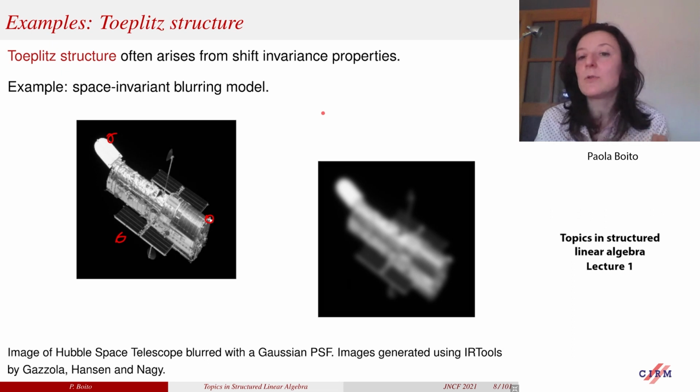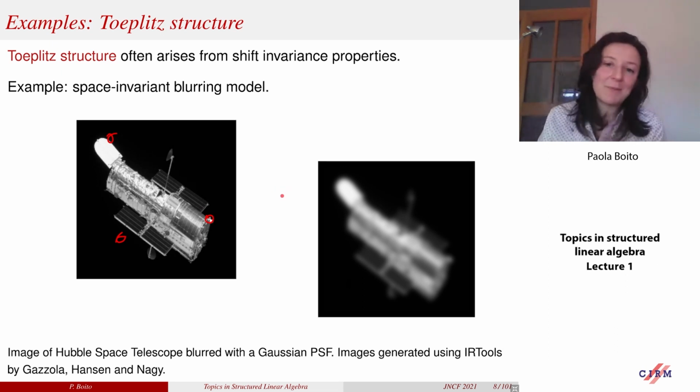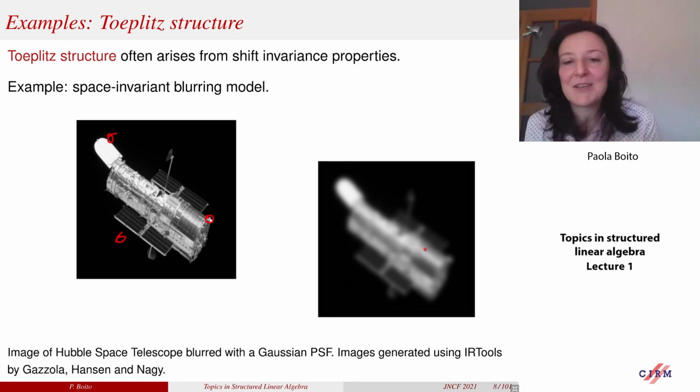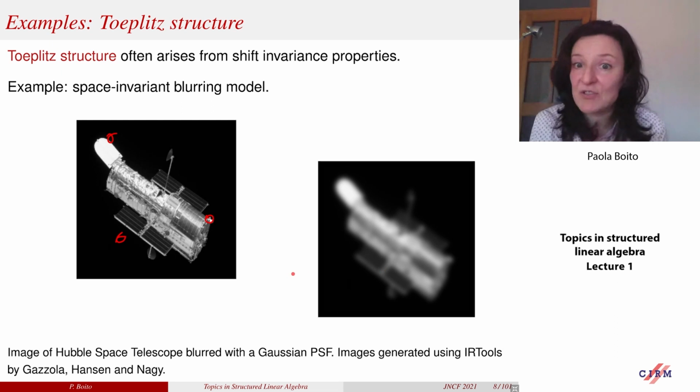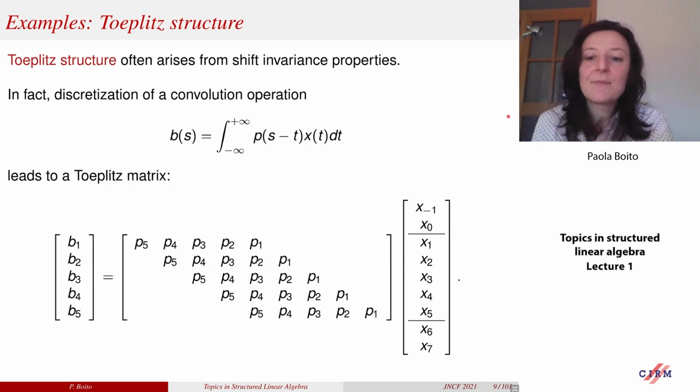So it will be a convolution. Think of it as a weighted average of a pixel with values of nearby pixels. And then we apply this convolution to all the pixels in the picture. And that's how a blurring model works. Then the actual problem is to invert this model and start from the blurred picture and go back to the original one. So this is a typical class of problems where we have to deal with Toeplitz and associated structures.